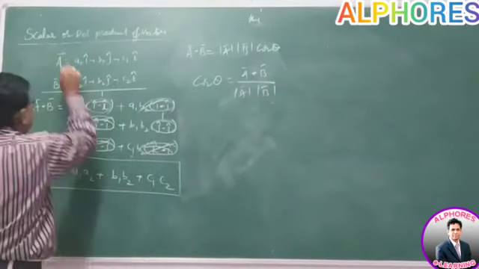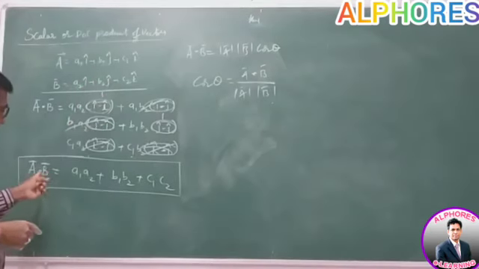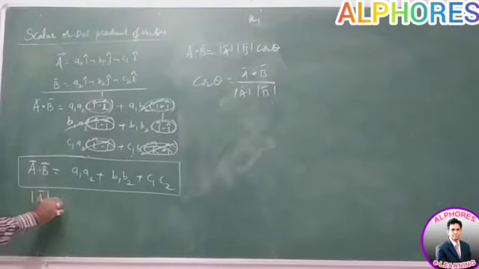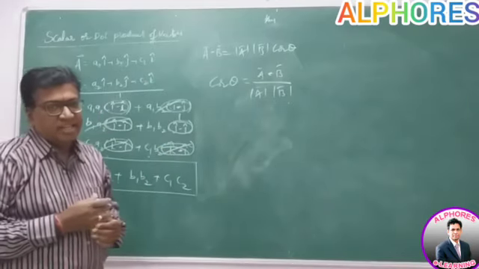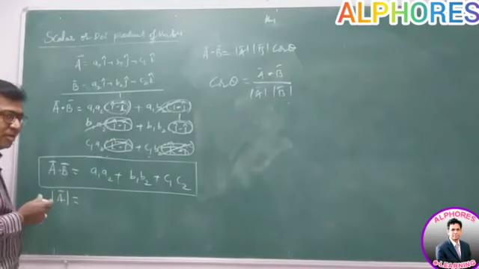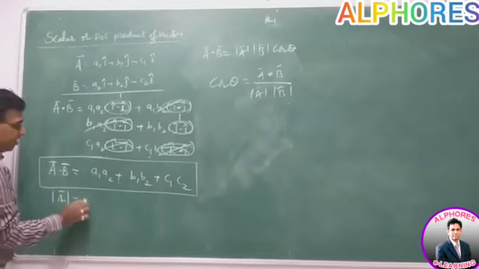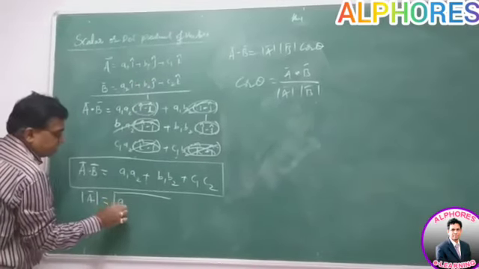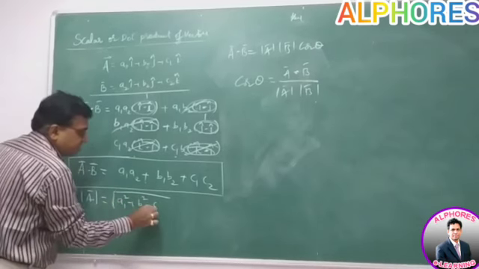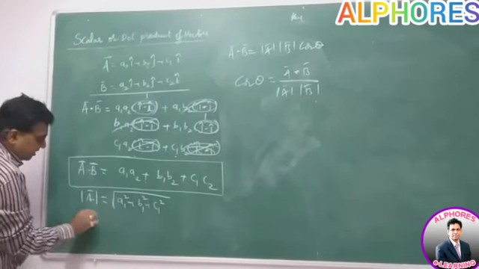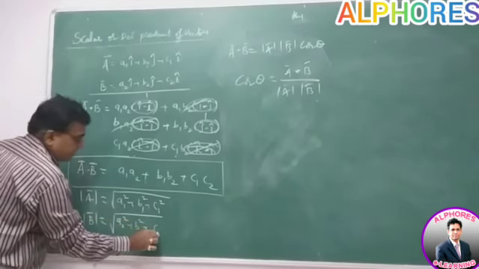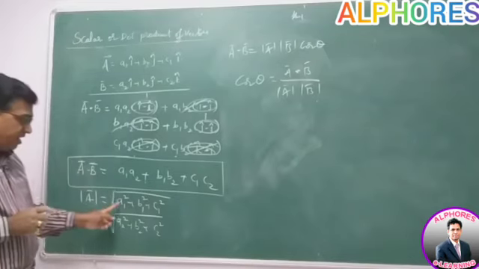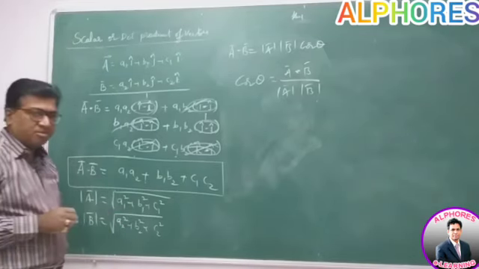So when A bar and B bar are given in this form, then A dot B is a1 a2 plus b1 b2 plus c1 c2. Similarly, what is mod A, the magnitude of A? I was telling you, when teaching about the rectangular components of a vector in the Cartesian 3D system, with three mutually perpendicular components, the magnitude of the vector A can be written as the square root of a1 square plus b1 square plus c1 square. Similarly, the magnitude of vector B is the square root of a2 square plus b2 square plus c2 square.